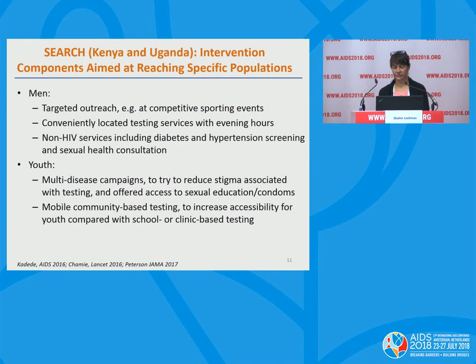I will now move on to the SEARCH trial, which attempted to improve overall health for all residents, but also went to considerable lengths to engage men and youth specifically. For example, the SEARCH team sought to engage men by offering services at locations at which men were more likely to congregate and at places and times more convenient for men, as well as by including non-HIV services. Similarly, the SEARCH team attempted to engage youth by conducting multi-disease campaigns to try to reduce the stigma associated with HIV testing and by providing sexual education and condoms. SEARCH also conducted mobile HIV testing to increase accessibility for youth compared with school or clinic-based testing.